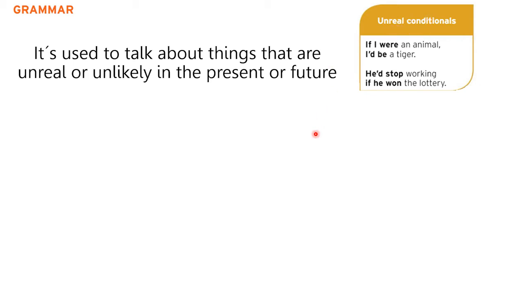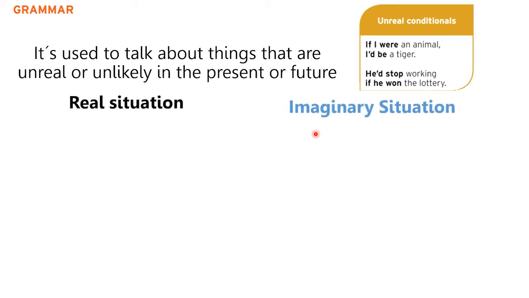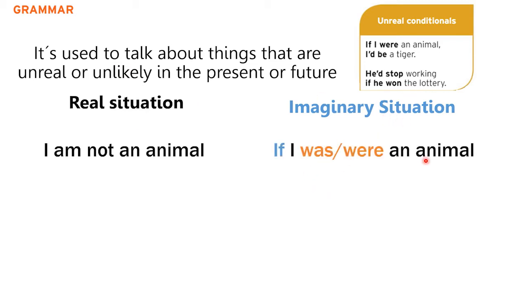The first thing we need to know is how to differentiate real situations from imaginary situations. Alright, for example, I am not an animal. This is a real situation. An imaginary situation will be if I was or were an animal. Alright, this is imaginary. And as you can see here, we're using the verb in past tense. This doesn't mean that I'm talking in the past. I'm talking in the present, like here. Right now, I am not an animal. This is in the present, but we're using the past tense because it is imaginary.